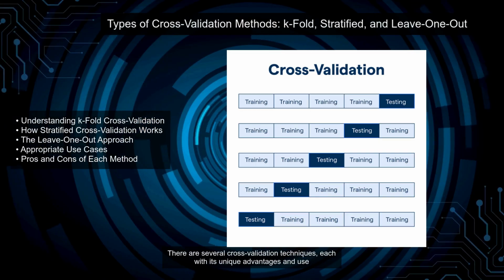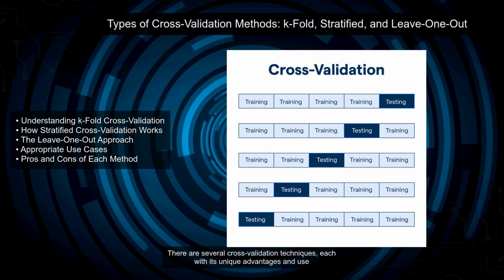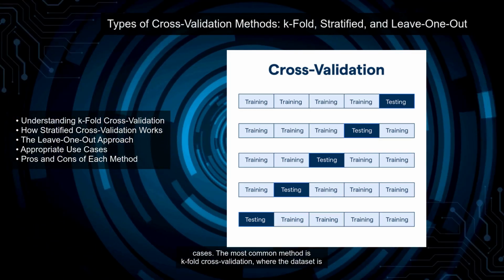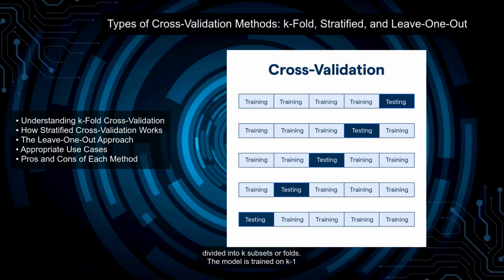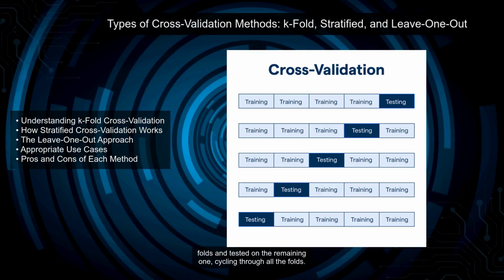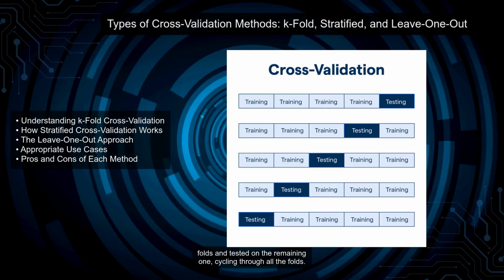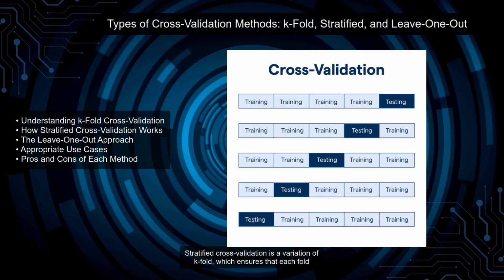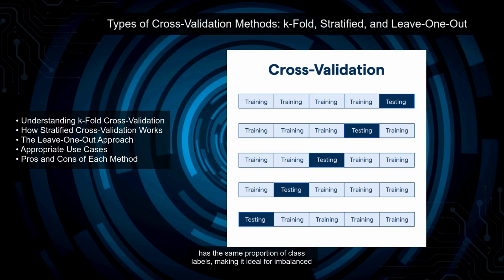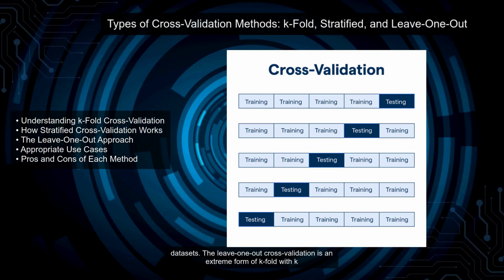There are several cross-validation techniques, each with its unique advantages and use cases. The most common method is k-fold cross-validation, where the dataset is divided into k subsets or folds. The model is trained on k-1 folds and tested on the remaining one, cycling through all the folds. Stratified cross-validation is a variation of k-fold, which ensures that each fold has the same proportion of class labels, making it ideal for imbalanced datasets.